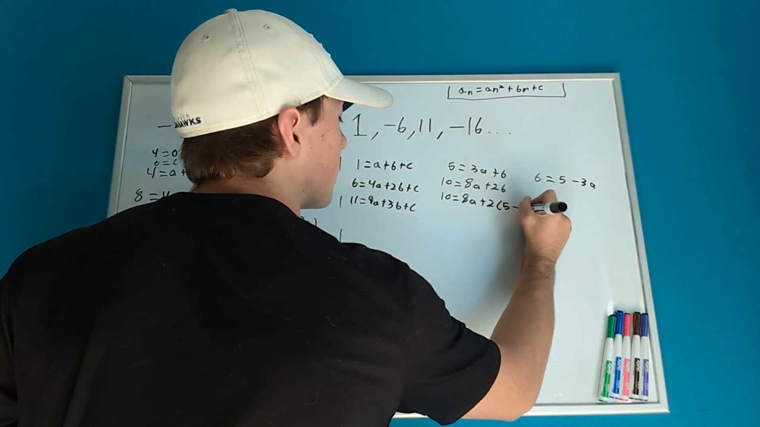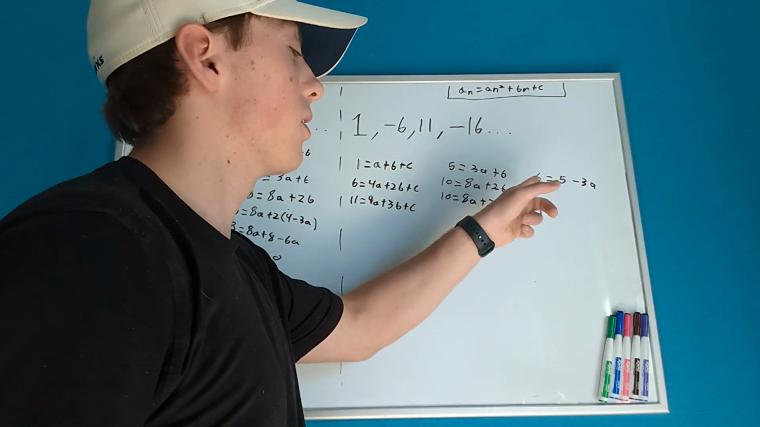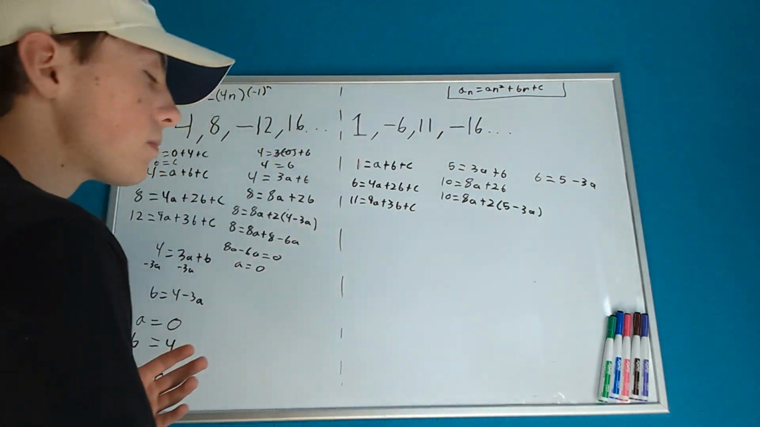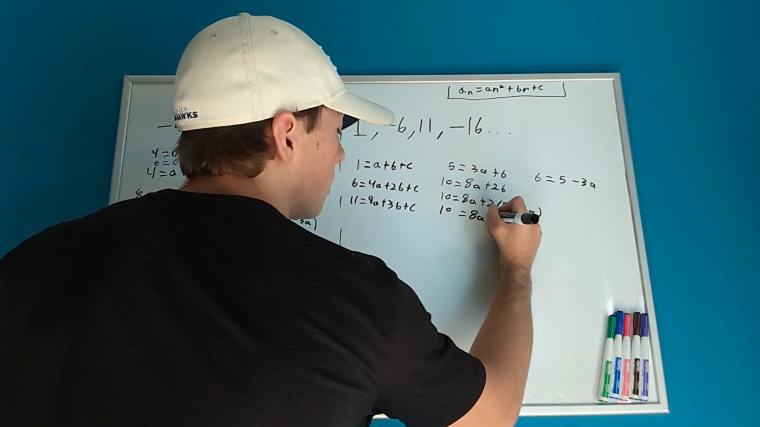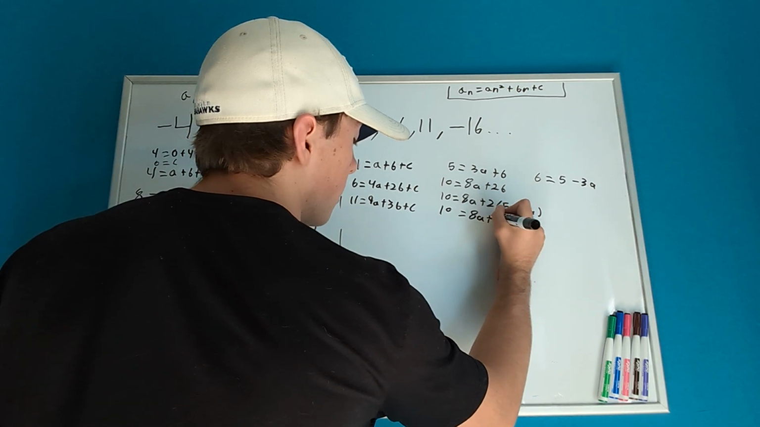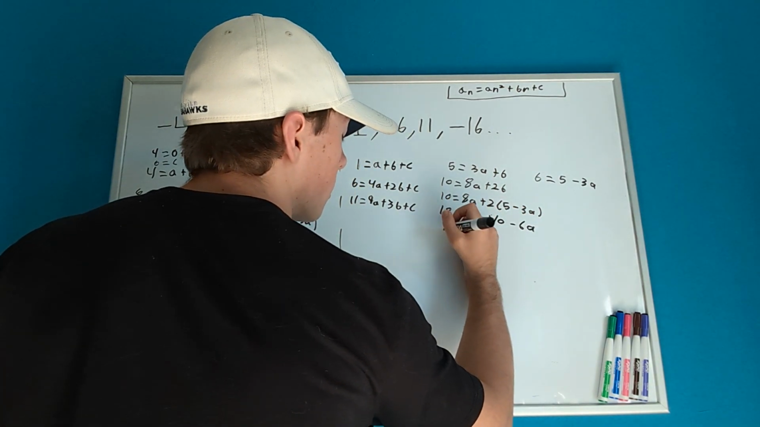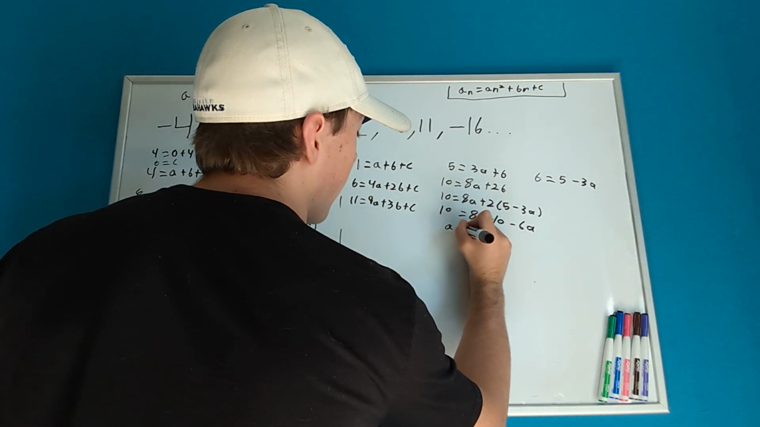(5 minus 3A). Because remember, if B equals this, then we can still plug this in for B, and it doesn't change the value at all. That's basic algebra. 10 equals 8A plus 10 minus 6A. Subtract 10 from both sides. We get A equals 0.